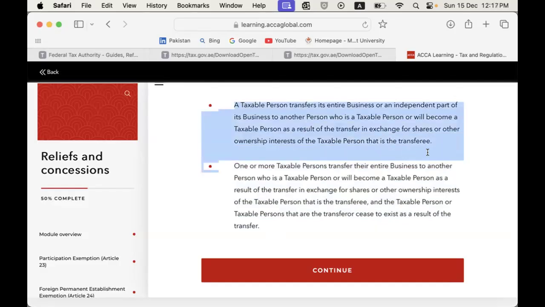Taxable person transfers entire business or an independent part of the business to another person who is a taxable person or will become a taxable person as a result of the transfer, in exchange for shares or other ownership interest. So business or independent part of business. Aren't we talking about basically transfer of net assets here?